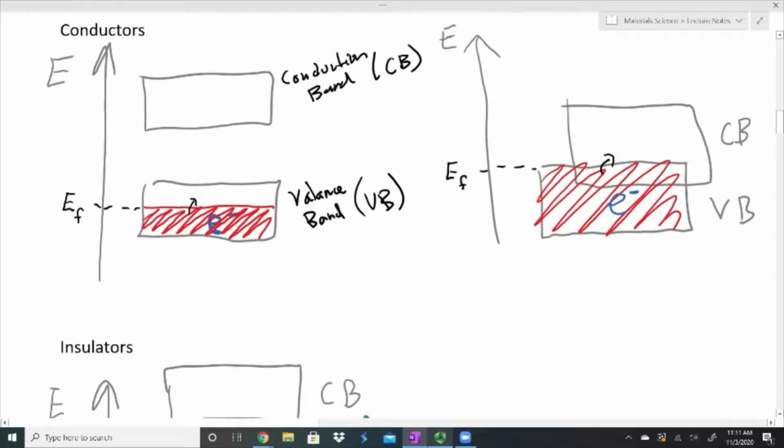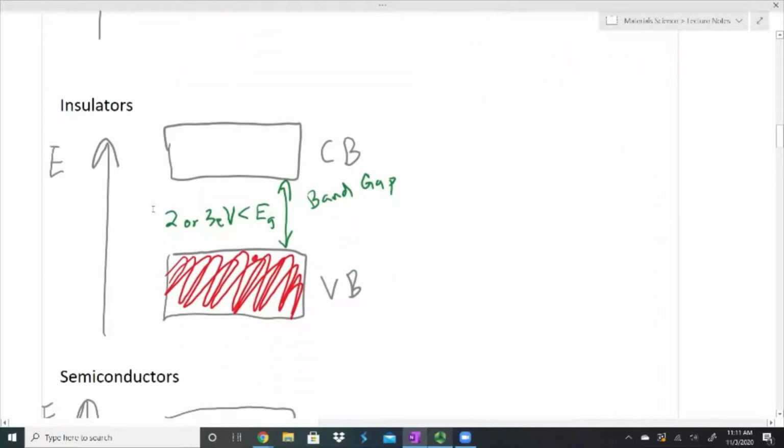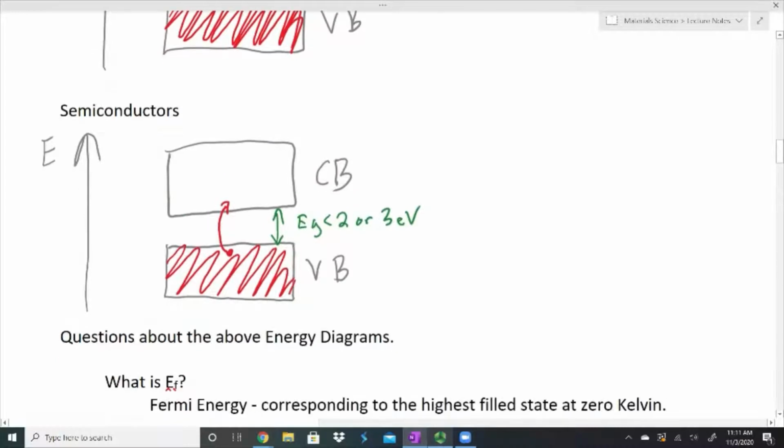Before we move on, I just want to really quickly add in, like we did for our conductors, our E sub f variable. I'm going to do that for my insulator as well. It's going to sit right in the middle of my band gap here.